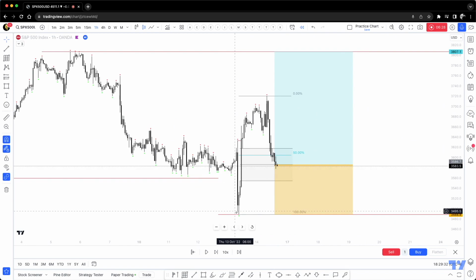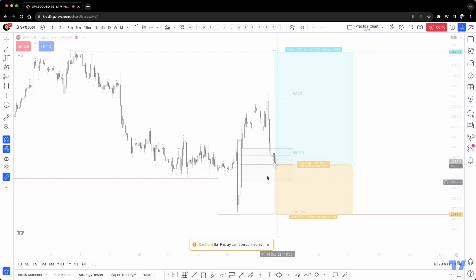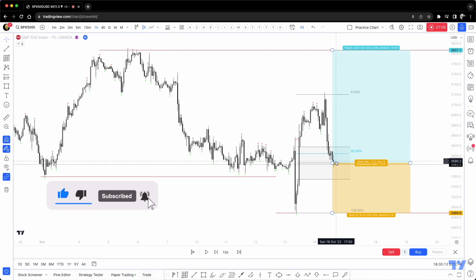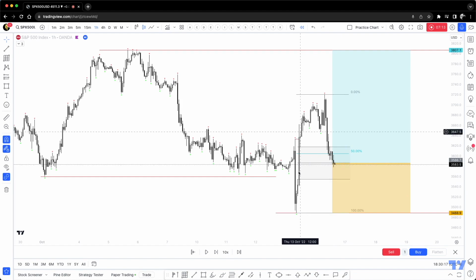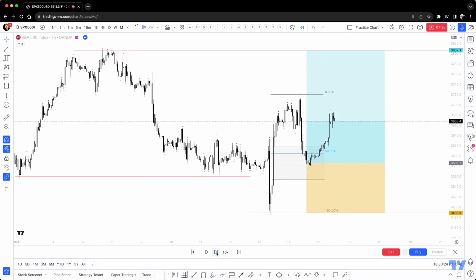Okay, after sweeping, look at the size of the displacement, right? Very, very strong. And with the displacement, you're having that market structure shift. So you're waiting for price to pull back to the discount zone. You're going to be looking for a buy somewhere in the discount zone, right? Hold on, something happened with the internet. All right, here we go. So from here, you are in the discount zone. You are actually in the fair value gap, and now all you have to do is just simply wait.